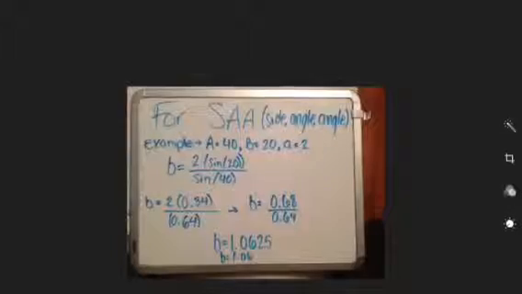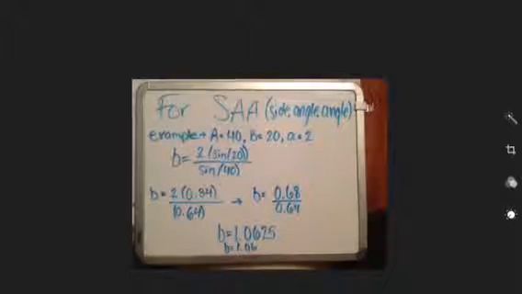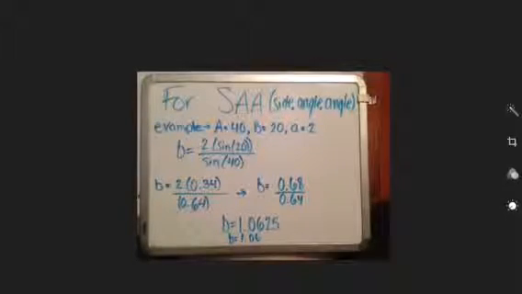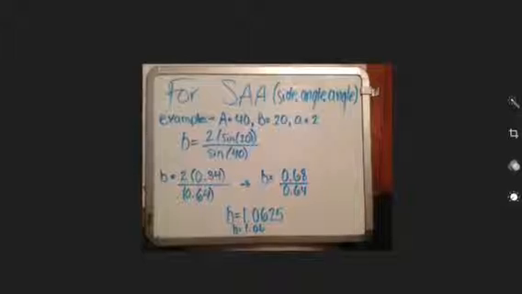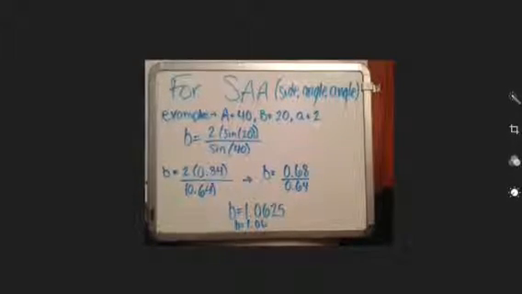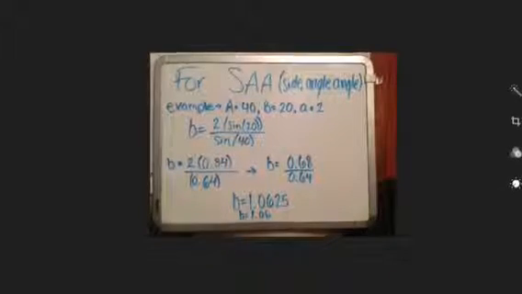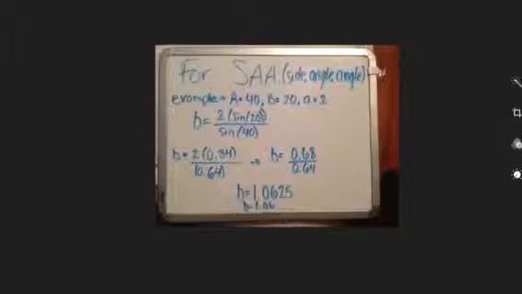As seen on the board, the sine of 20 equals 0.34 and the sine of 40 equals 0.64. You will plug those numbers into where it says the sine of 20 and the sine of 40. Due to the fact that the numerator is multiplied by 2, the equation then is b equals 0.68 over 0.64. The answer for b is 1.06.